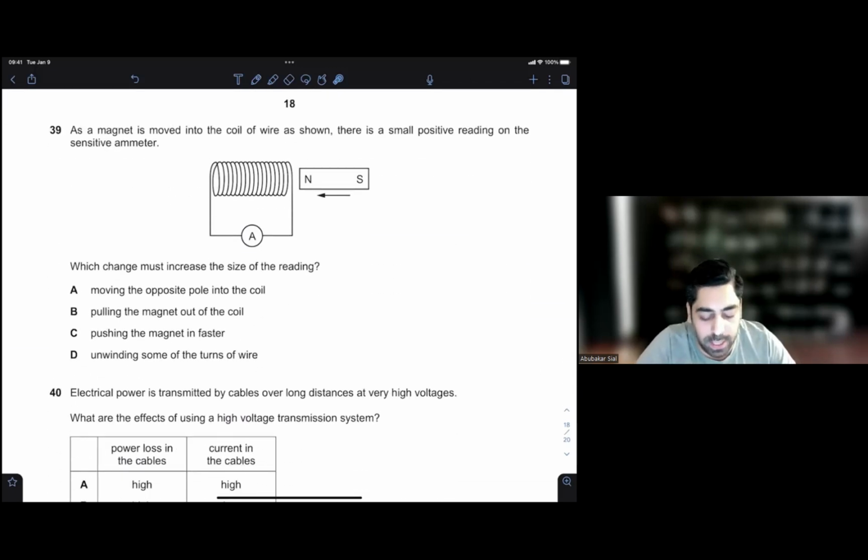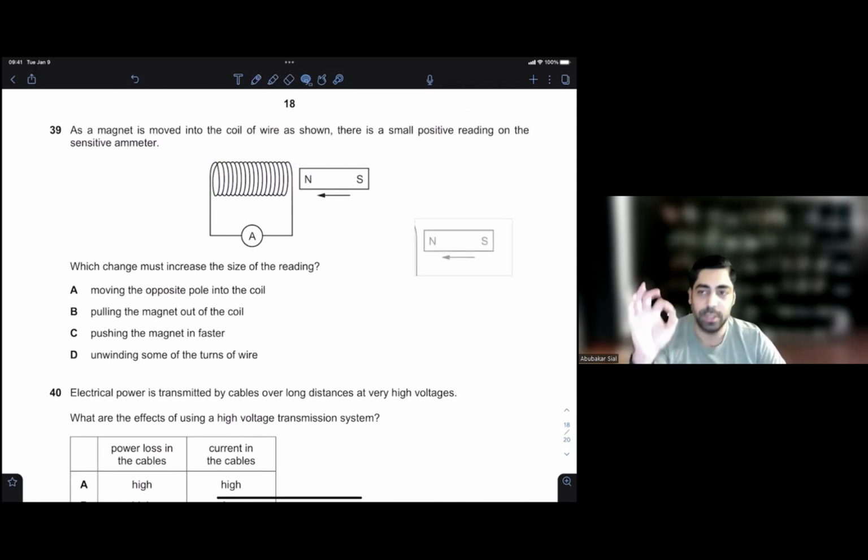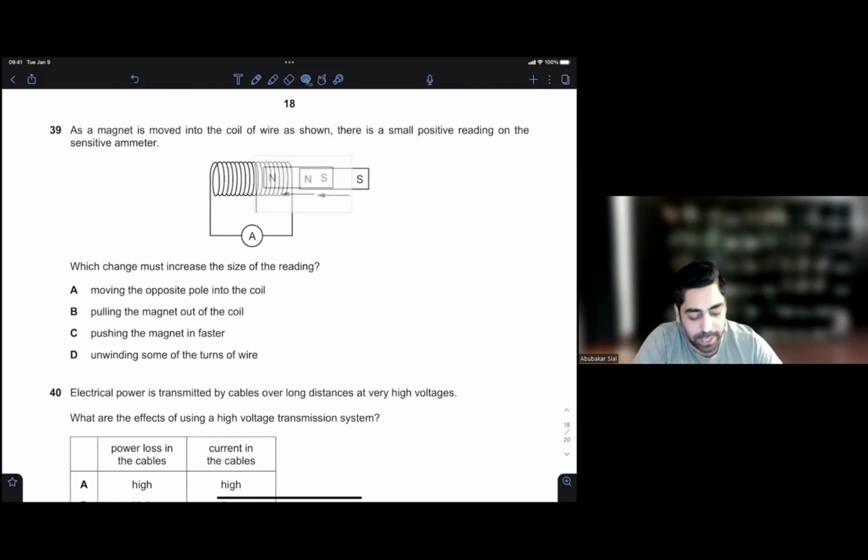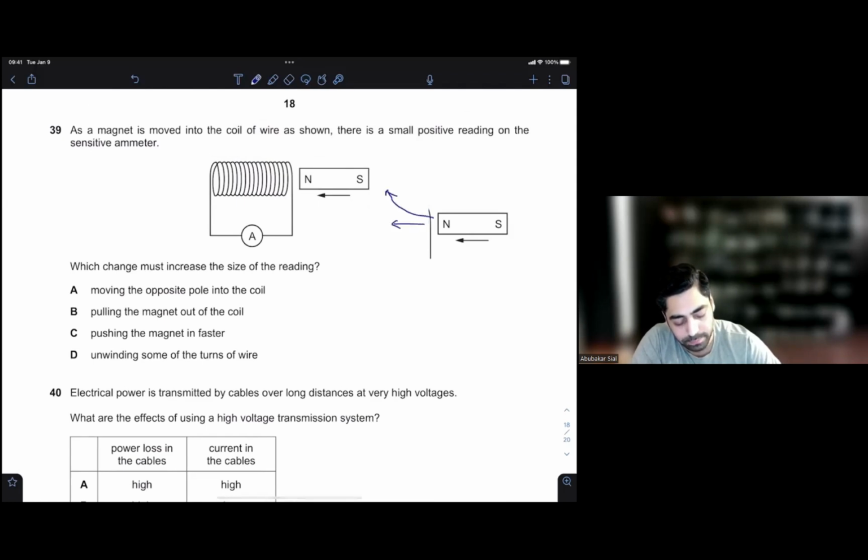39, you move a magnet through the coil. They're saying which change must increase the size of the reading. Okay, so what's the background? The background is that as soon as you move this through the coil like that, what's happening is that you are cutting through each loop of the coil. Every time you do that, this magnet basically has a magnetic field, right?